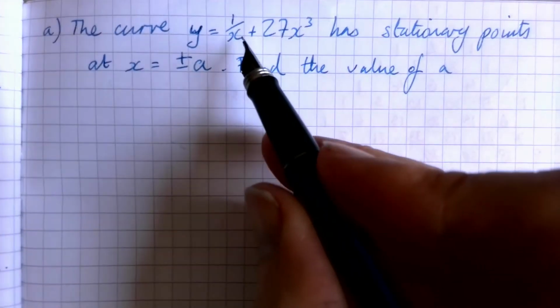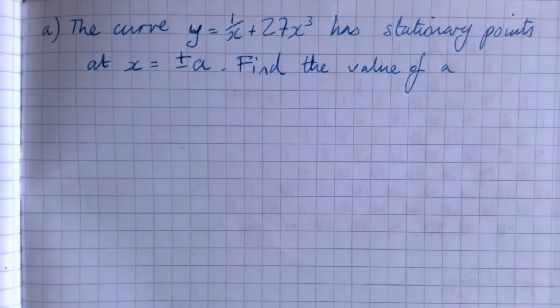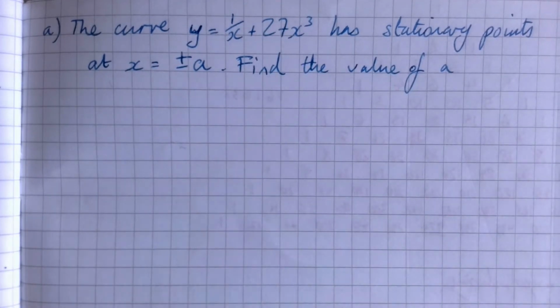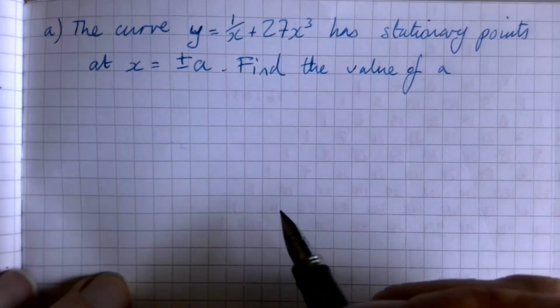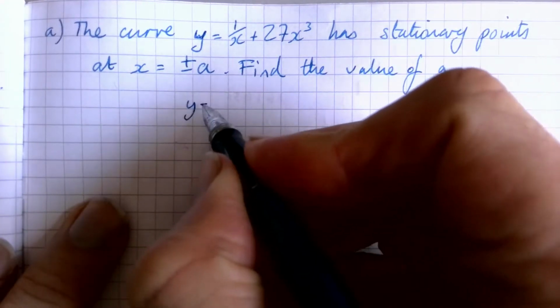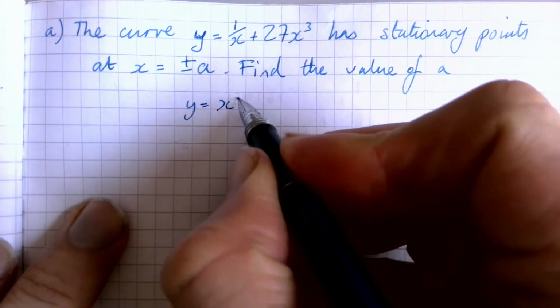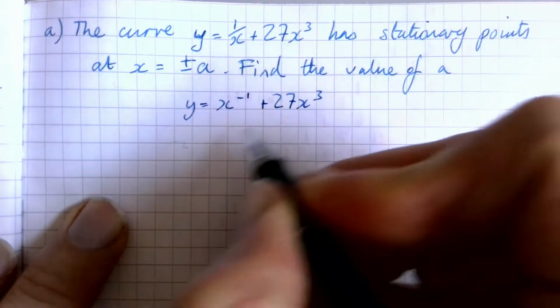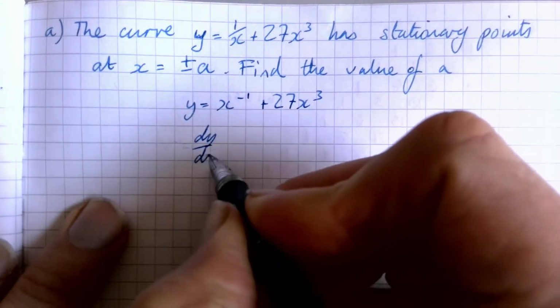Okay, so this curve here has got stationary points at plus and minus a, and we've got to find the value of a. So we're going to have two results the same, so it sounds like we're going to end up with a square root of some sort. Right, so the first thing to do is to turn 1 over x into x to the power of minus 1, plus 27x cubed.